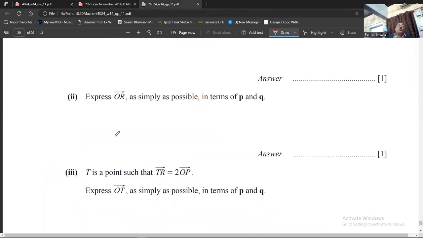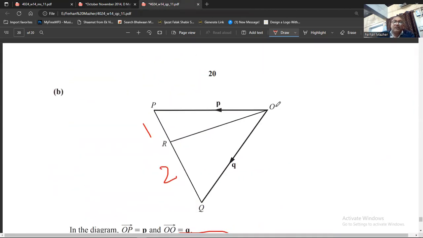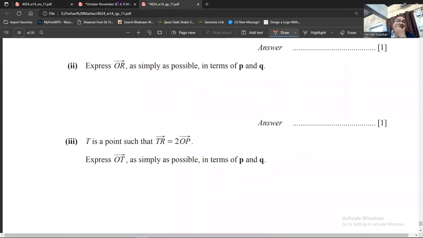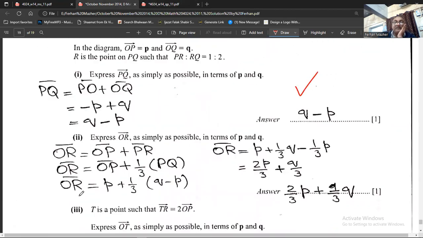Then it says express OR as simply as possible. O to R. From O, go to P. From P, go to R. OR is equal to OP plus PR. So OR will be equal to OP plus 1/3 PQ. So OP is small p plus 1/3, and this is q minus p. This is coming from here.